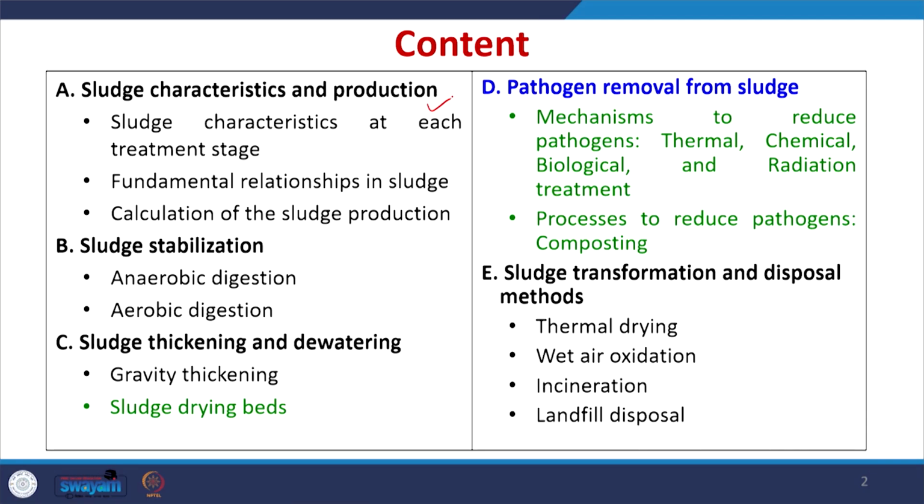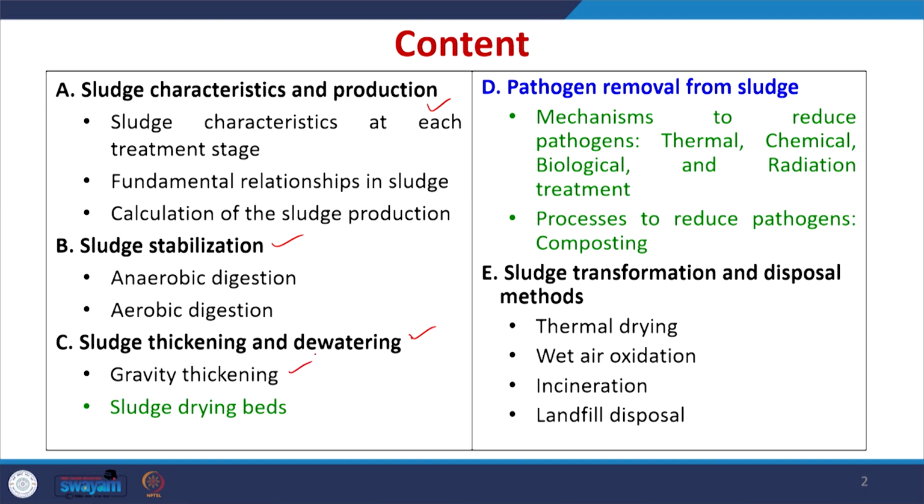So, in the previous few lectures we have started studying sludge management, and we have already studied the sludge characteristics and its production, and how we stabilize the sludge using anaerobic and aerobic digestion. Further, in the last lecture we studied sludge thickening and dewatering. In particular, we studied gravity thickening in greater detail.